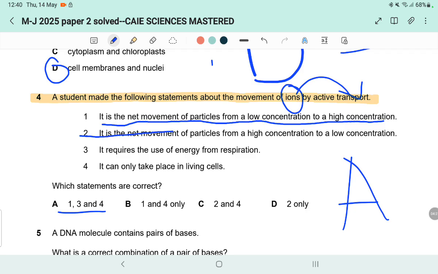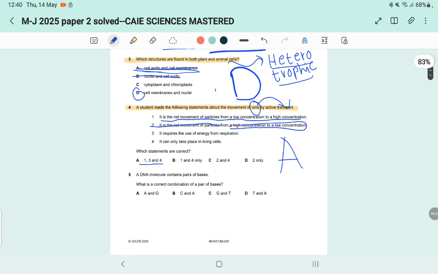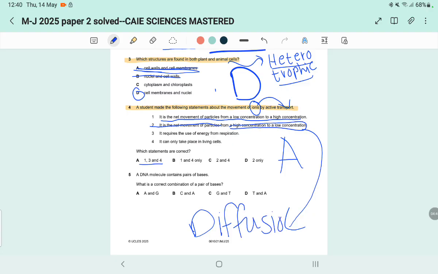Number 2, of course, is wrong because it is saying here from a high concentration to a low concentration. You're going to ask me, but what is high concentration to low concentration? Basically, high concentration to low concentration is diffusion. So this part is diffusion.